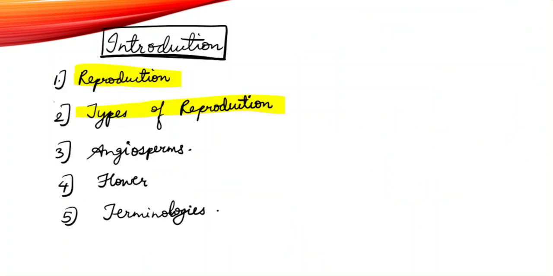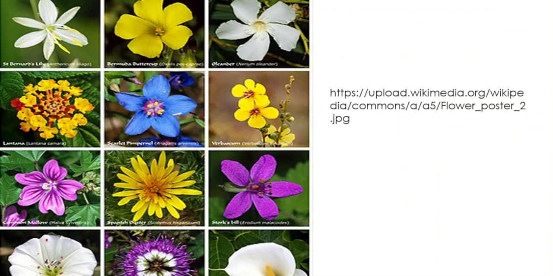Okay, next part we will come to the word angiosperms. If you can see, there are many flowering plants. Which type of plants are these? These are flowering plants.